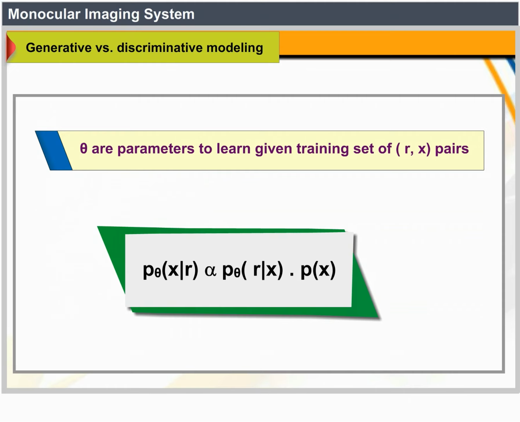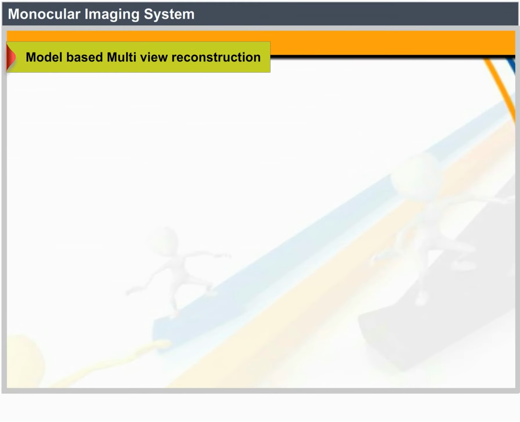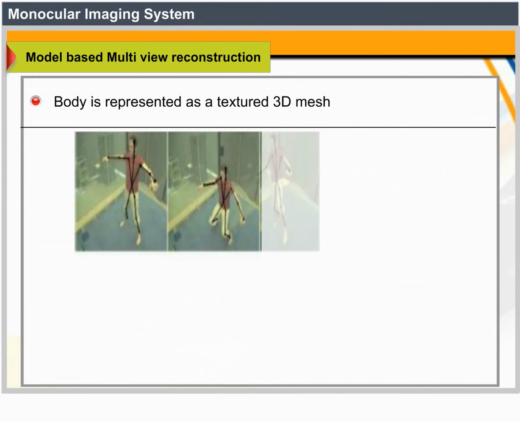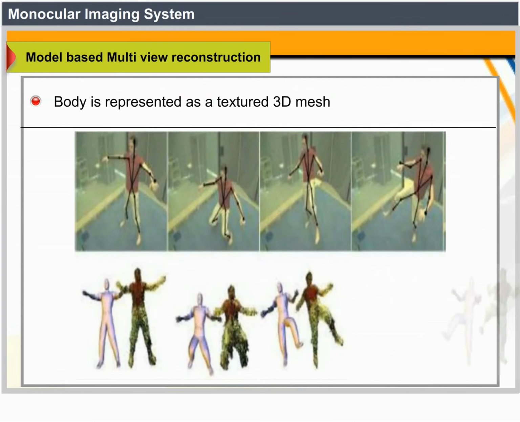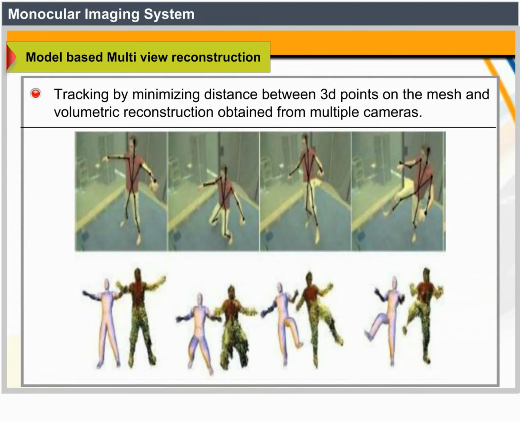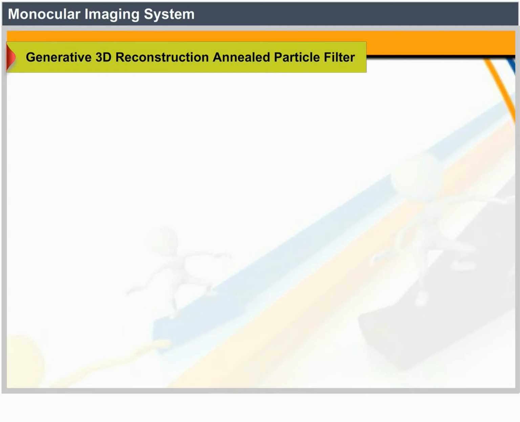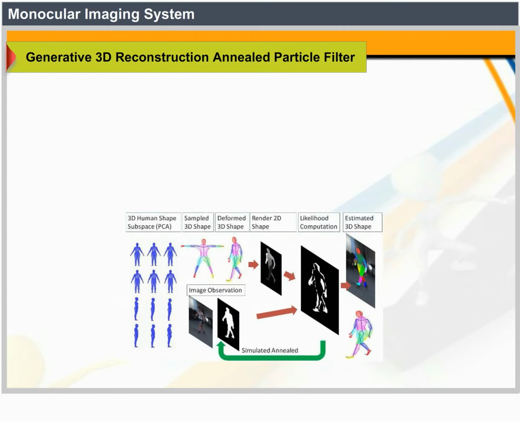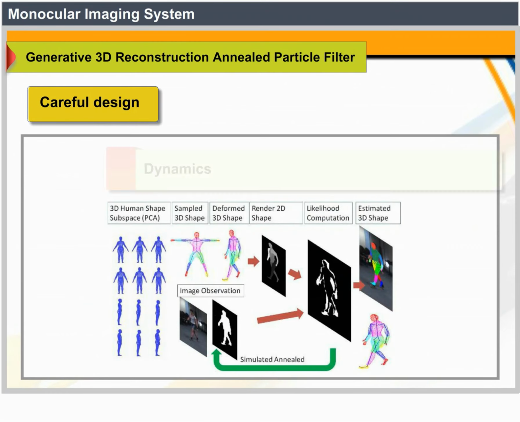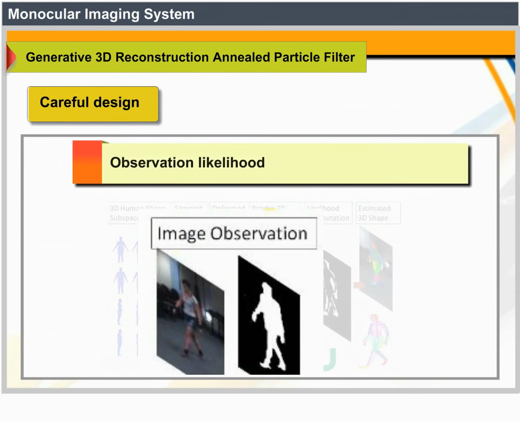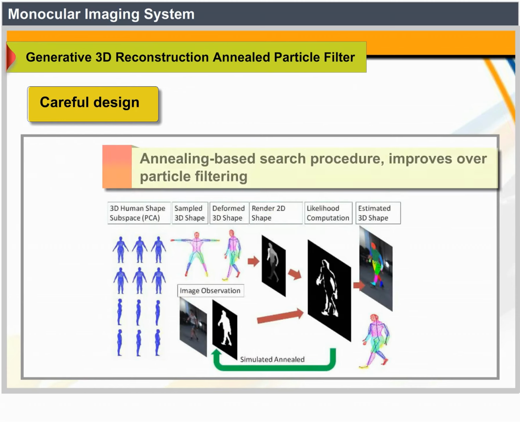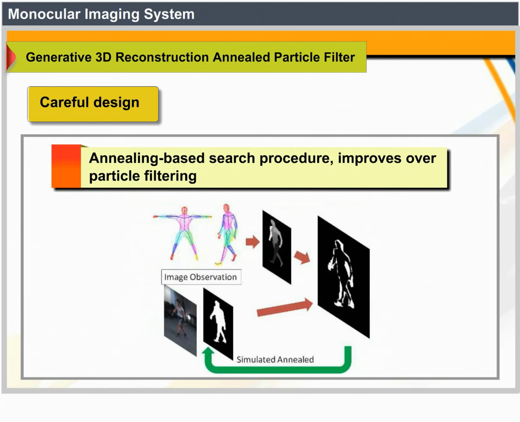Model-based multi-view reconstruction. Body represented as a textured 3D mesh. Tracking by minimizing distance between 3D points on the mesh and the volumetric reconstruction obtained from multiple cameras. Generative 3D reconstruction, annealed particle filter. Careful design. Dynamics. Observation likelihood. Annealing-based search procedure improves over particle filtering.